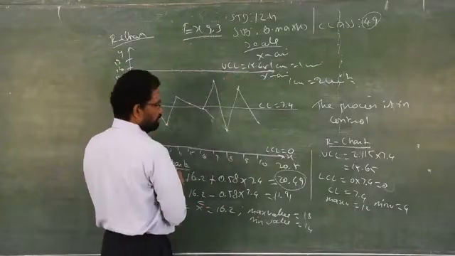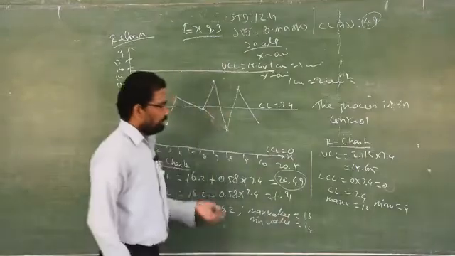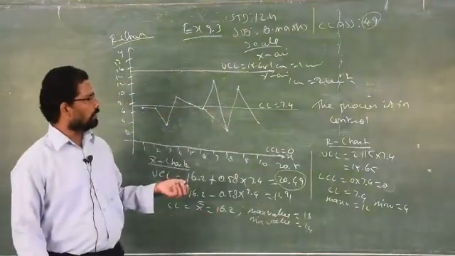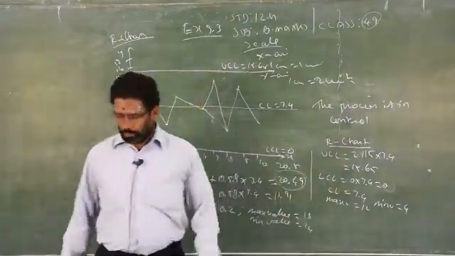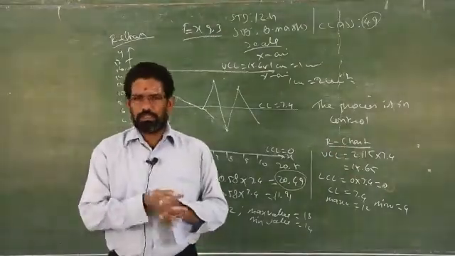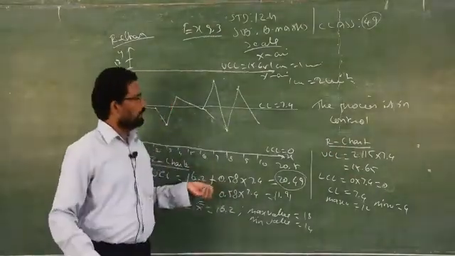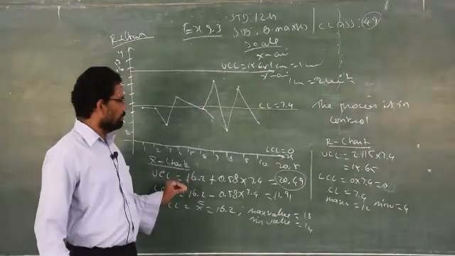without seeing the graph itself, by seeing the values. If anything is missing, then you conclude that the process is not in control. So don't think that you will always get the process in control. Clear? Some problems you may get in control, some problems you will not.